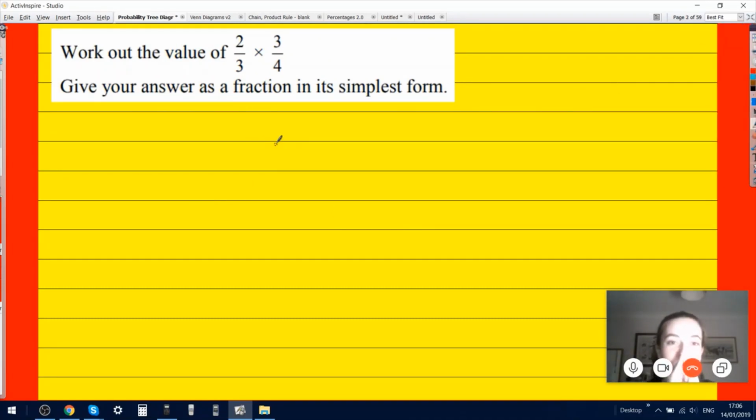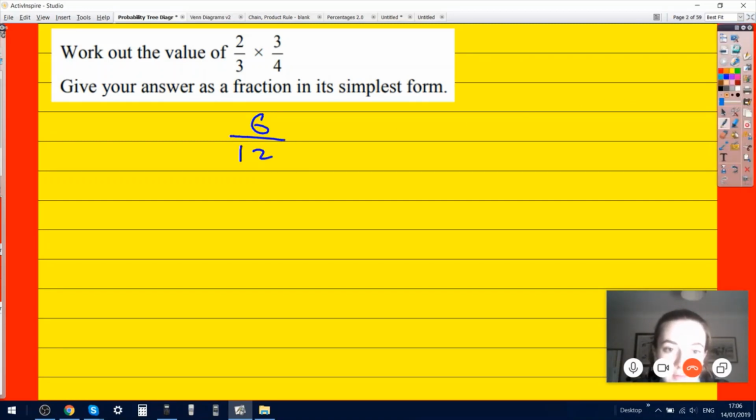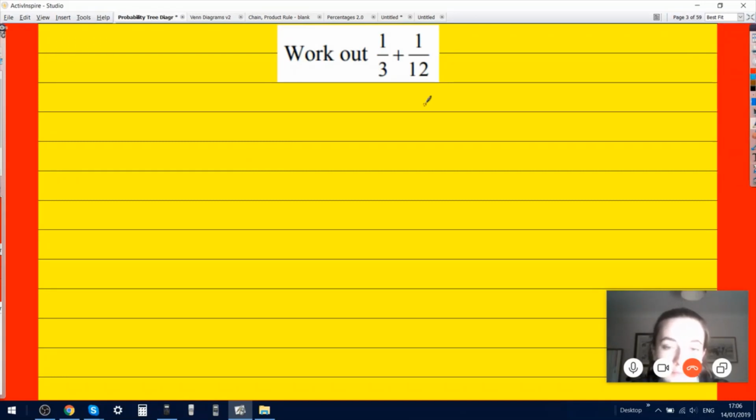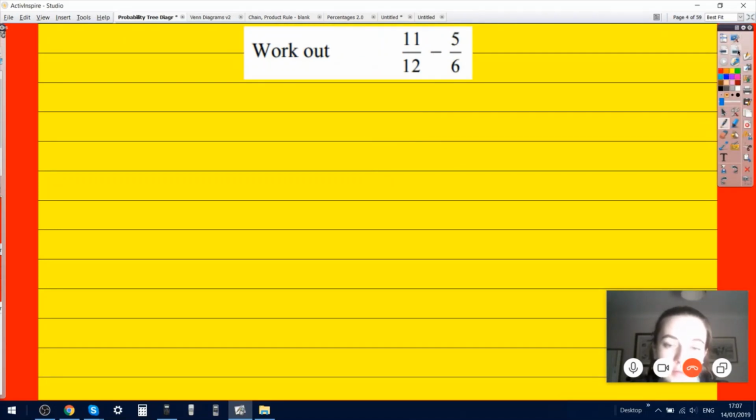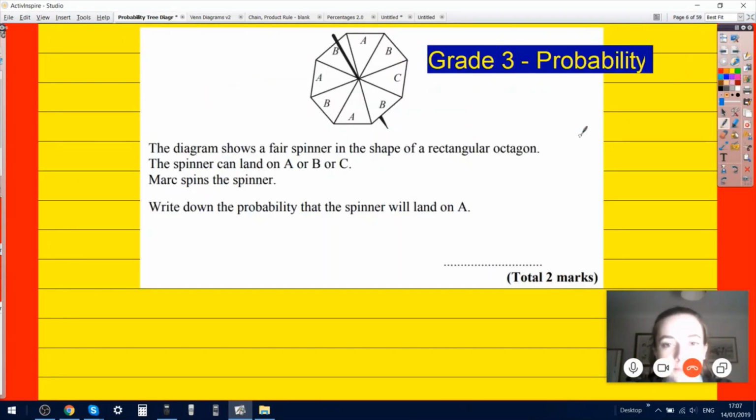So this one, 6 over 12. Yes, and I'm not going to simplify it. Okay, so this is adding. 5 over 12. Yes. Okay. That's fine. Okay, this one. And the grades are all wrong, I believe. But anyway. Okay, this one. 3 out of 8. Yep, that's it.